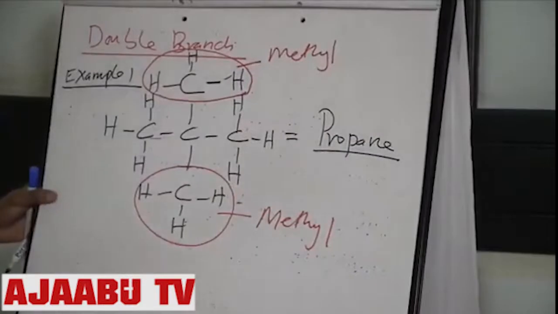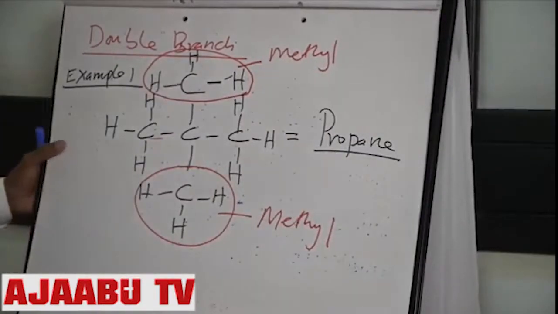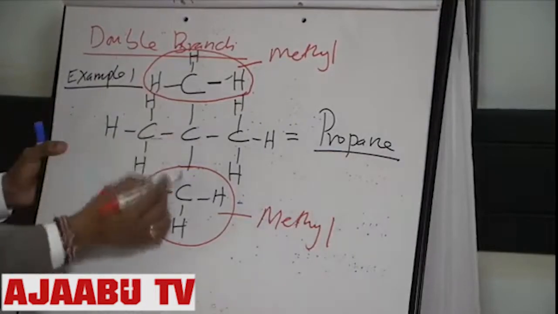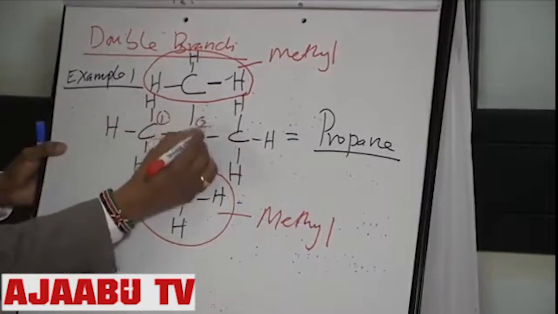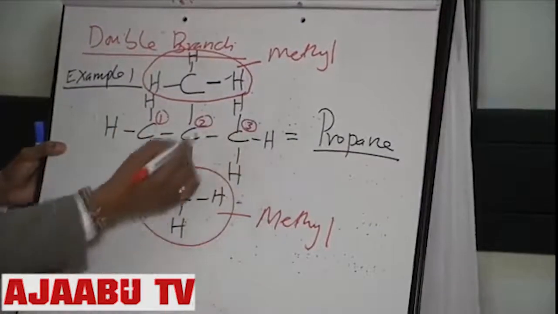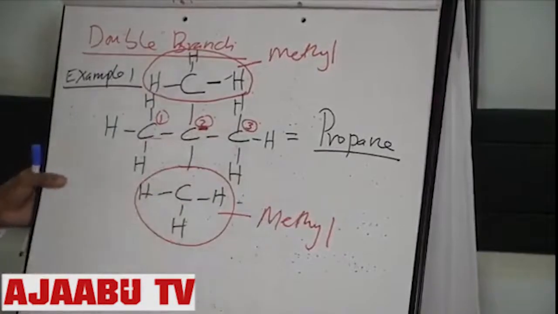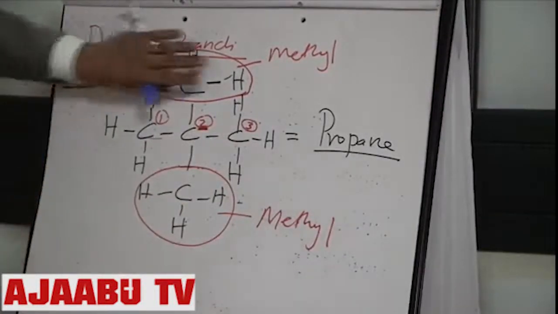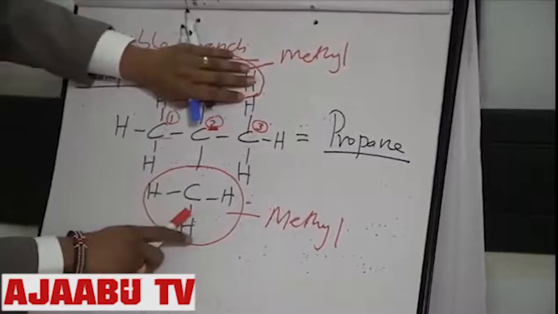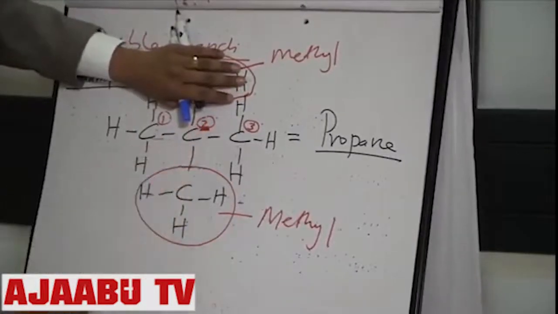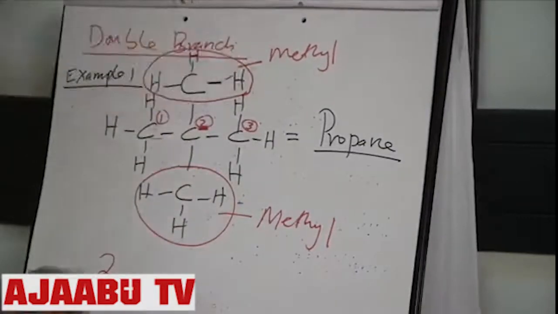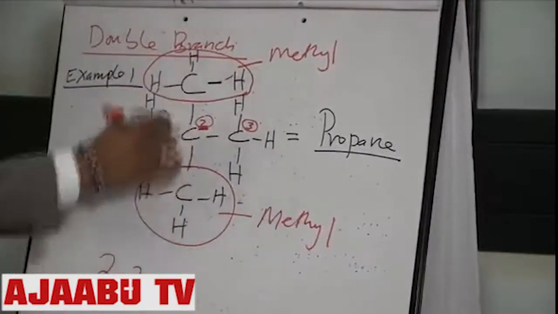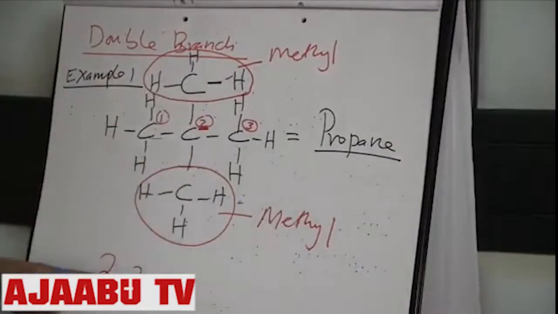Then step number 3, identify the number where the branch is, where the methyl group is making the branch. So this is 1, 2, 3. It's making a branch on the second carbon atom. Cover this, deal with this. So in naming, you say 2. Again, cover this, deal with this. It is 2, 2. They are branching on 2, both of them. So you take care of them by saying 2, 2.